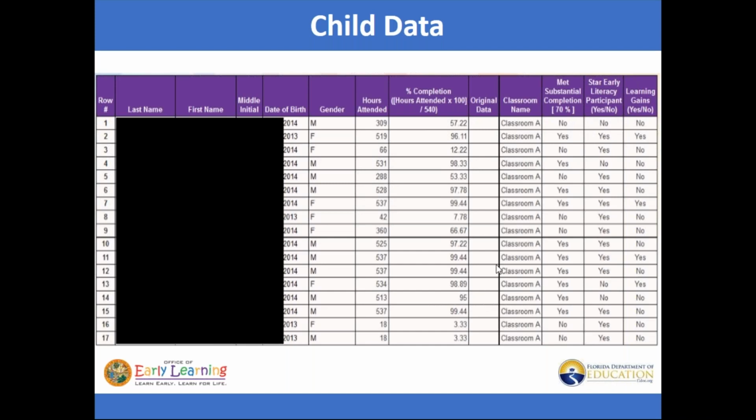Okay, we have a question. If both were yes, why did learning gains get a no? So again, the first two columns for substantial completion and STAR early literacy are completely separate from the learning gains coming in from the VPK assessment.